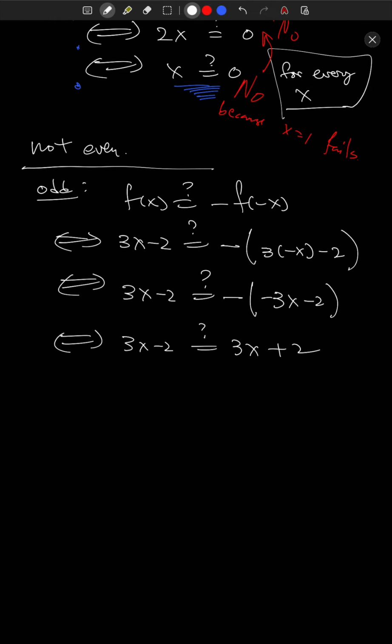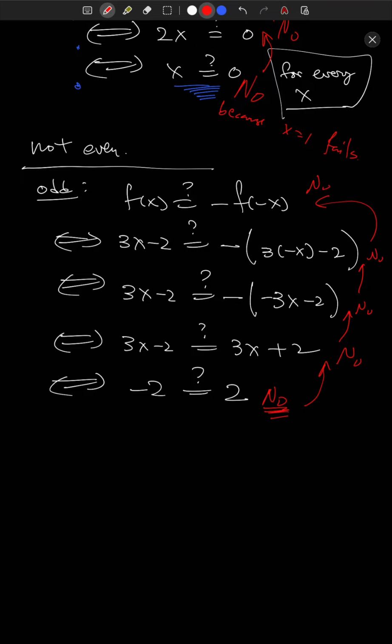right? And that's the same as asking, well, we have 3x, we can subtract 3x on both sides. The 3x's disappear. So this is the same as asking, is minus 2 equal to 2? Well, obviously the answer to this is no. 2 is definitely not equal to minus 2. And so the answer above is no, and so on up the chain. Okay, so this guy is not odd.